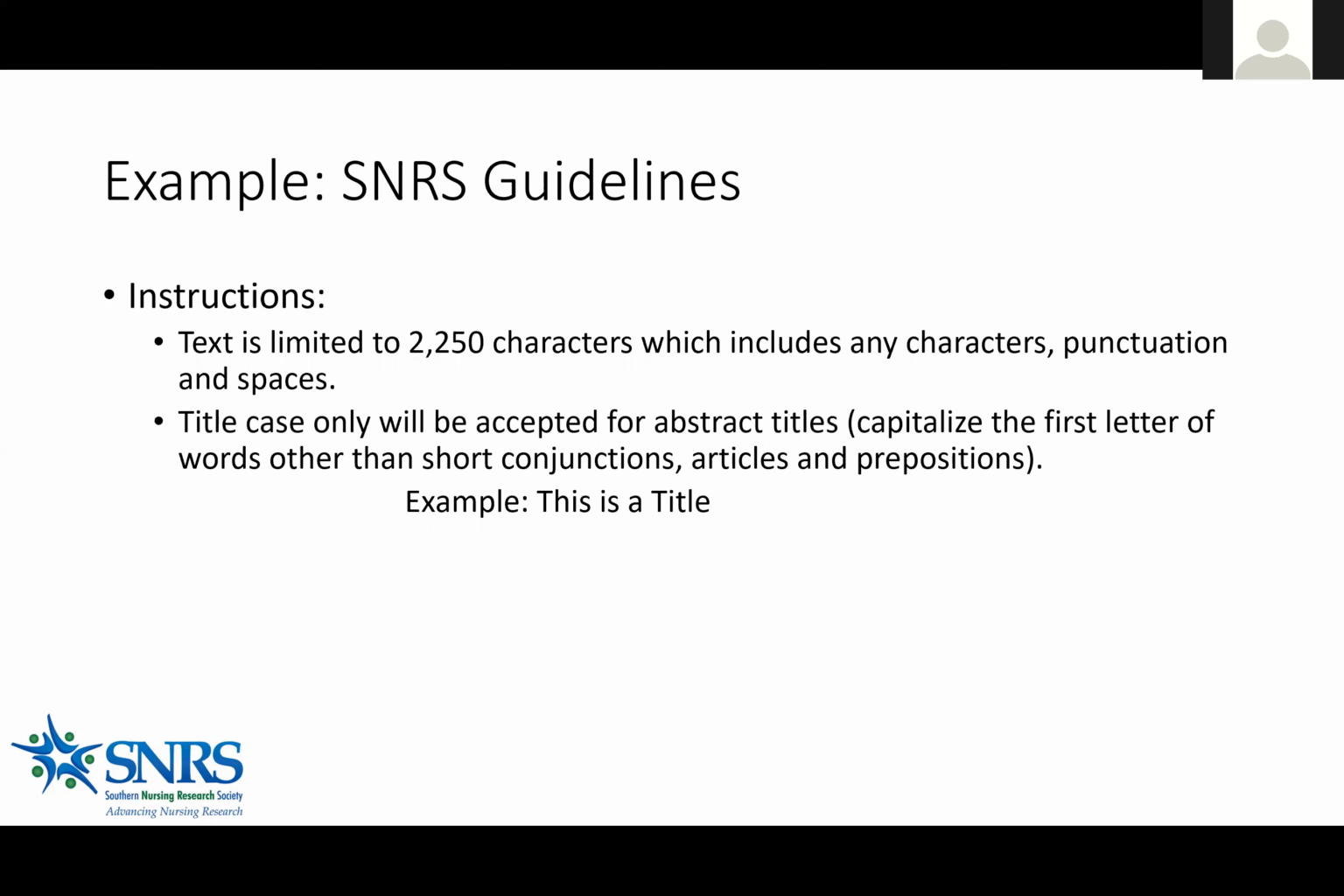So for example, the SNRS guidelines give you a format, and the instructions limit your text to 2,250 characters, but this includes not just characters, but also punctuation and spaces. So make sure you read carefully to see whether your total character count includes spaces or not. This varies by conference. Sometimes there are word counts, sometimes there are characters, but not spaces. So you need to consider that. The second SNRS instruction is that title case will only be accepted for abstract titles. And you need to make sure you follow these instructions, or sometimes it can get kicked back and not accepted.